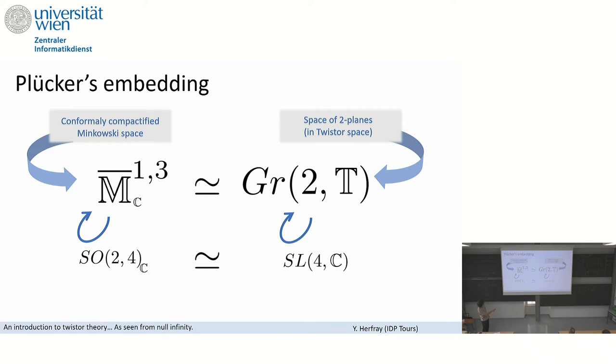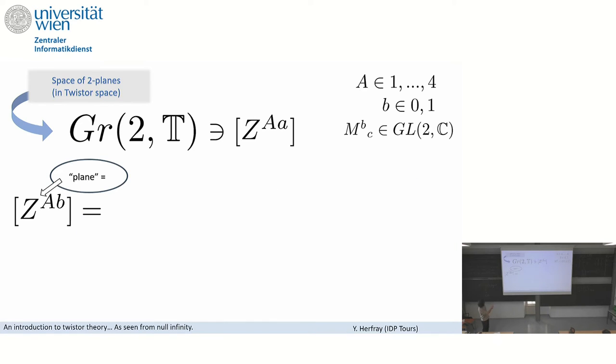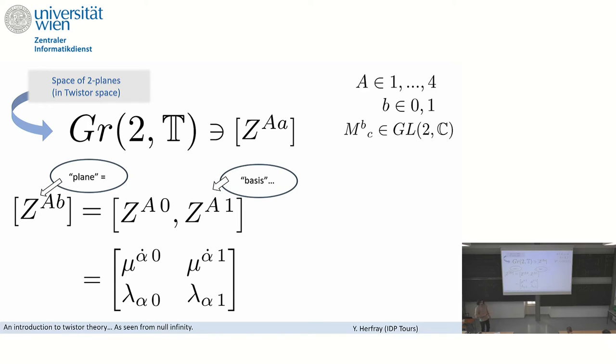Okay? So this is what we know from the left-hand side, from the conformal compactification. What about this Grassmannian? What about this side? So here is how it works. What is a Grassmannian? How do you work with planes? A point in this Grassmannian is going to be a plane in twistor space. What is a plane? We all know what a plane is. You choose a basis. So let me choose two twistors, Z^A_0 and Z^A_1. This is a basis. And I'm going to represent them as a pair of twistors.